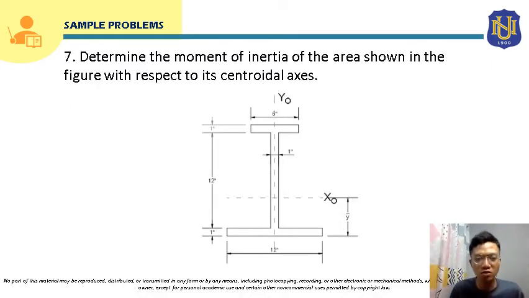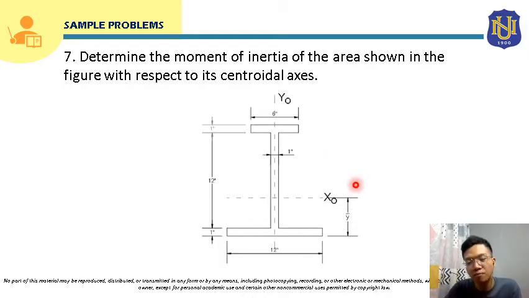Okay, so let's proceed to sample problem number 7. Determine the moment of inertia of the area shown in the figure with respect to its centroidal axis. So the area here is this area. So this is an I shape. Okay, so we are going to solve for the moment of inertia with respect to its centroidal axis.